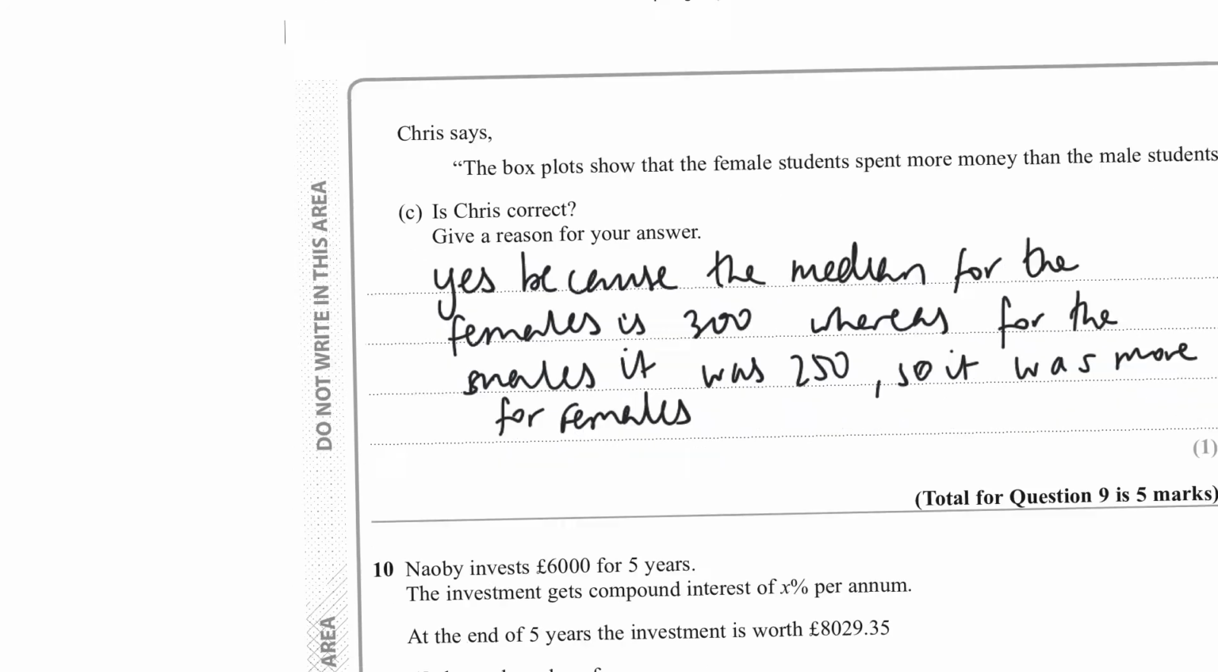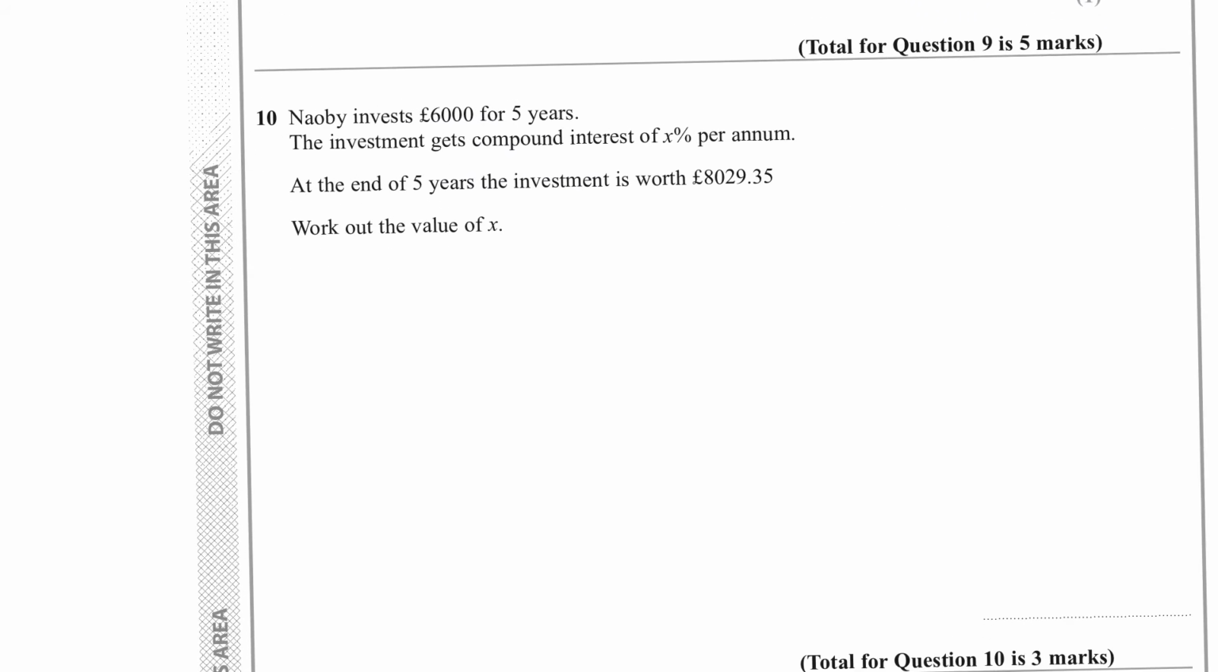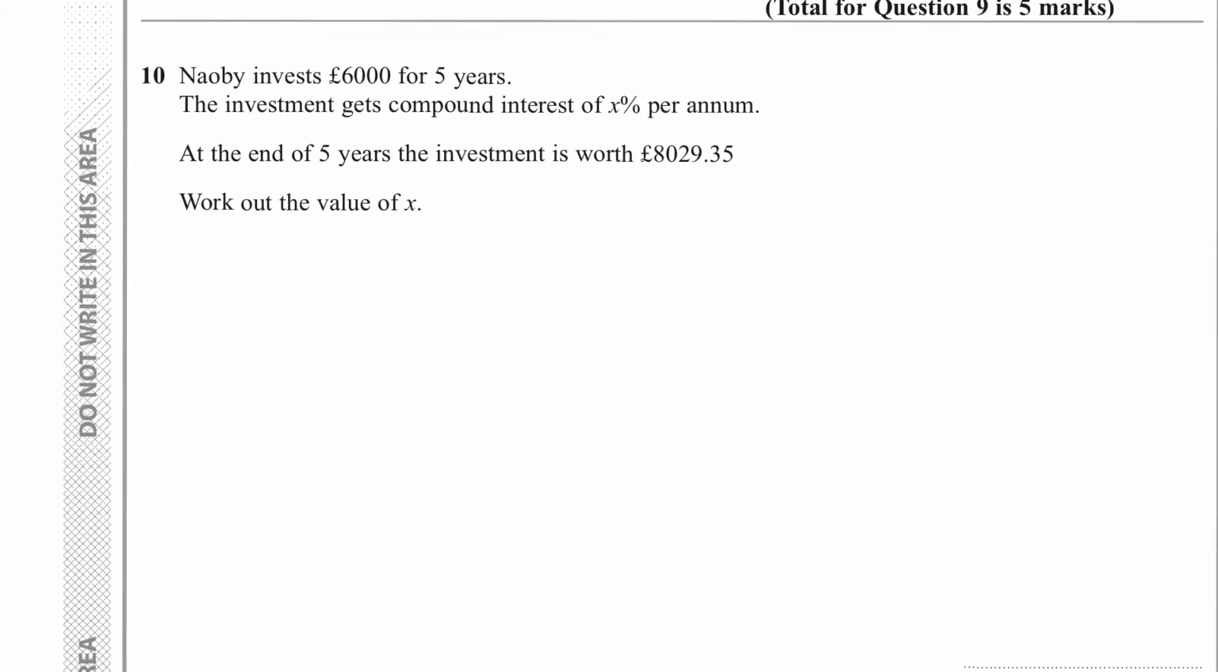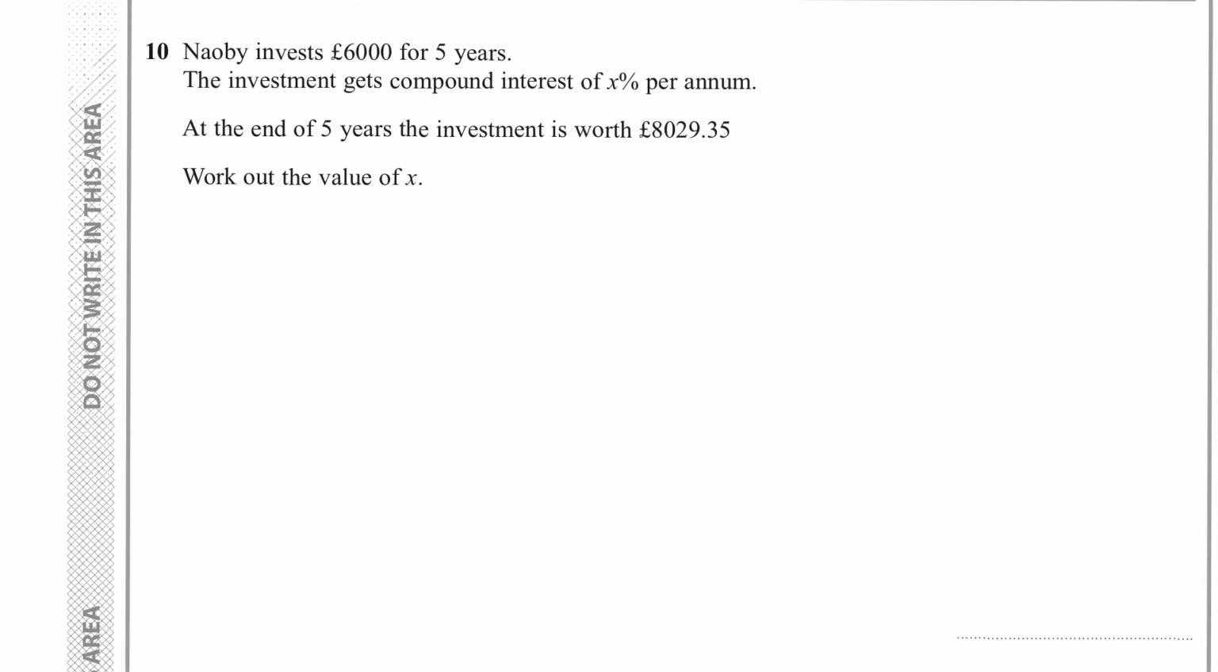So question 10 is looking at compound interest. Link above if you want to watch the video for quick revision. So Niobe invests £6,000 for 5 years, and the investment gets compound interest of x%. At the end of 5 years she gets £8,029.35. So this time we're not working out the end amount, we're working out the actual interest rate, which is really interesting because there's not many times you come across this in an exam question.